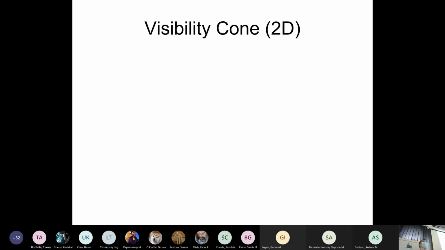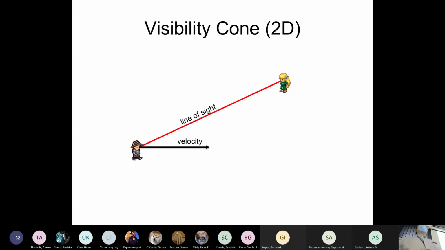Another thing, this is the line of visibility. I can see you now, but I don't have eyes in the back of my head. So line of sight is one thing, and then we have the so-called visibility cone. The visibility cone is attached to your favorite thing in games development, the velocity vector.